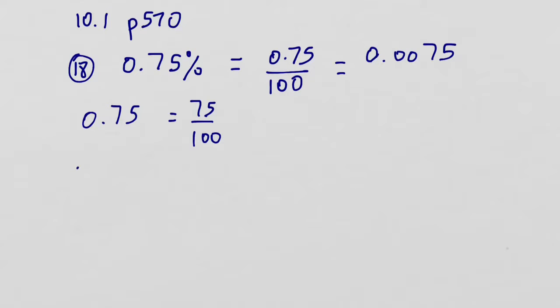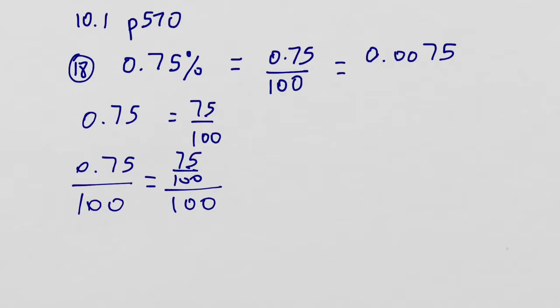If you're not convinced about that, well, 0.75 is 75 divided by 100. So when you're doing 0.75 divided by 100, basically what you're doing is 75 divided by 100, divided again by 100. And that means it is 75 divided by 10,000, and that is equal to 0.0075.